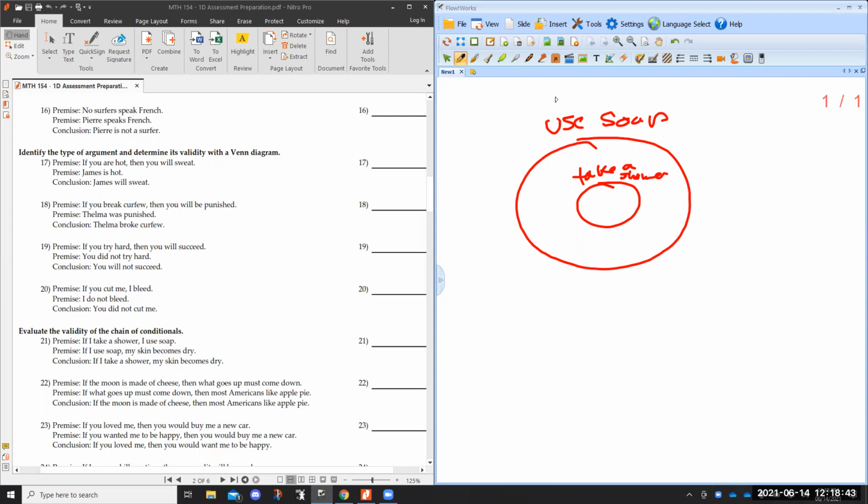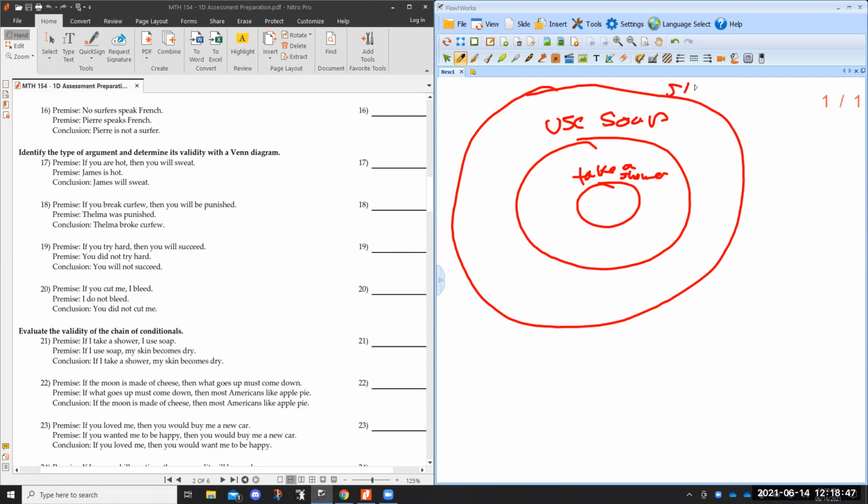So skin becomes dry. There could be other reasons your skin becomes dry, but if you use soap, your skin will become dry. If I take a shower, my skin becomes dry. That's valid.